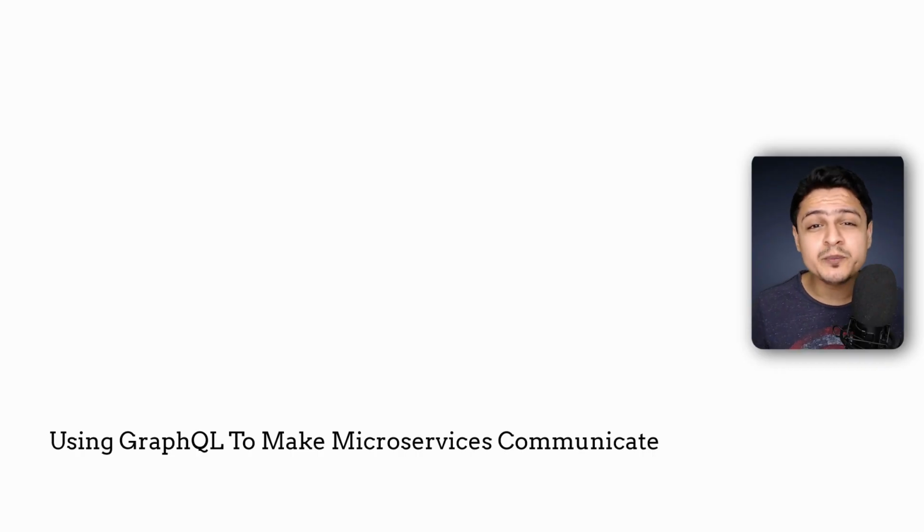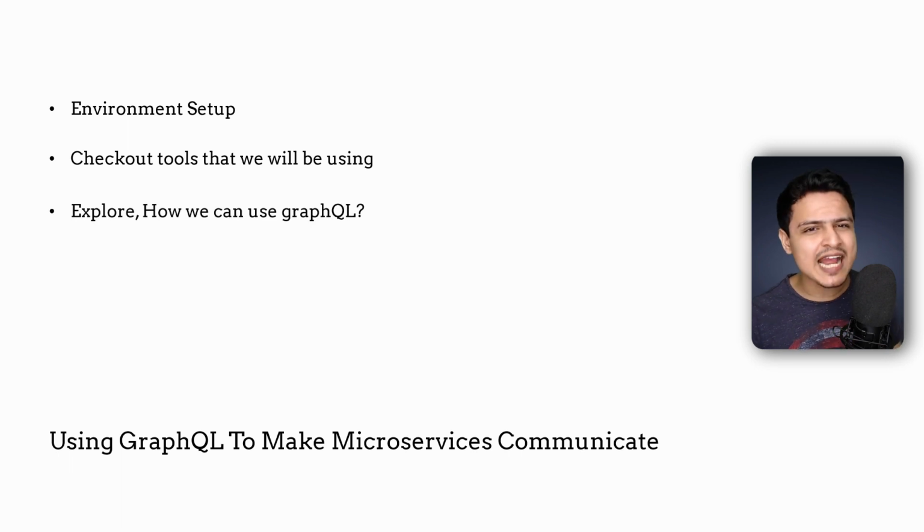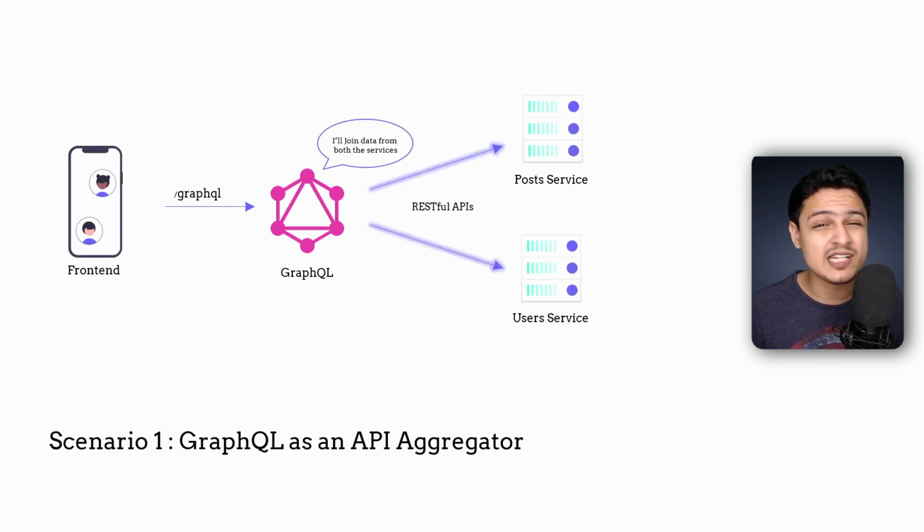So this video aims to be a practical guide. We'll start with quickly going through the environment and check out the tools we'll be using. Then we'll move on to explore two scenarios which we saw in the previous video on how we can use GraphQL. The first scenario is using GraphQL as an aggregation layer. Here we introduce a GraphQL engine before our REST APIs in order to promote microservice decoupling.